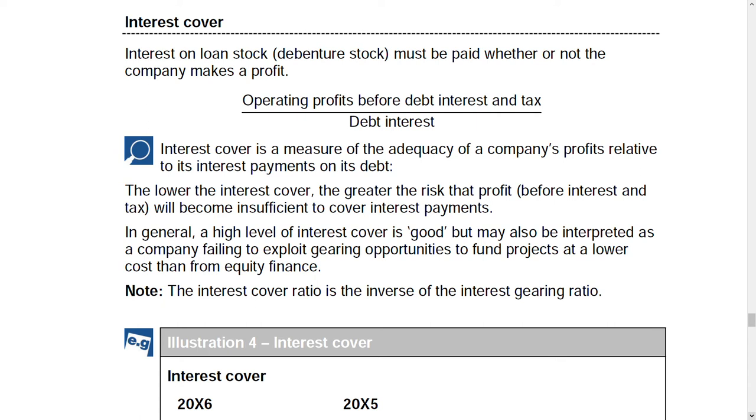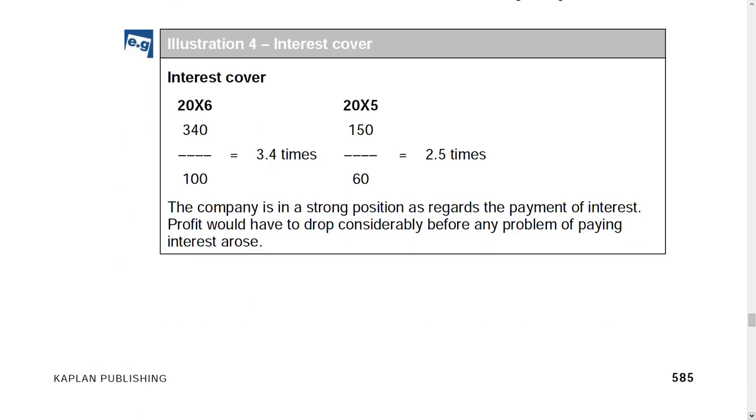So the interest cover ratio is the inverse of the interest gearing ratio. Can you see, inverse, opposite? Just turn it upside down. Let us go to the illustration, interest cover. If you see the interest cover ratio, it's not multiplied by 100. What did I tell you? All profitability ratios are multiplied by 100. But this we didn't multiply by 100. It is in times.